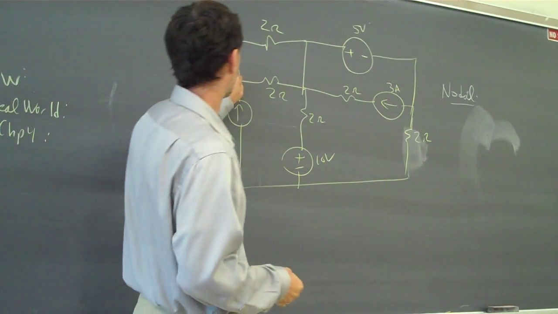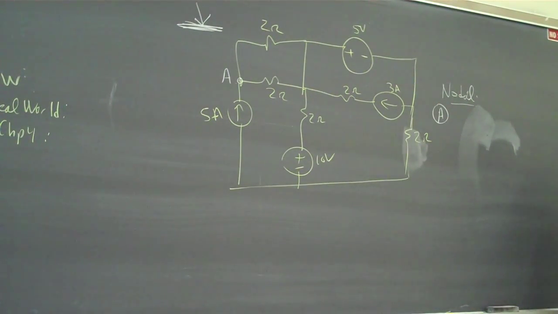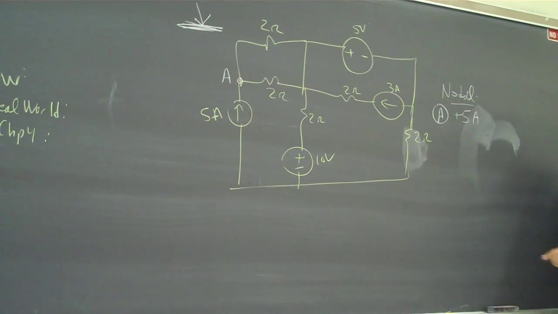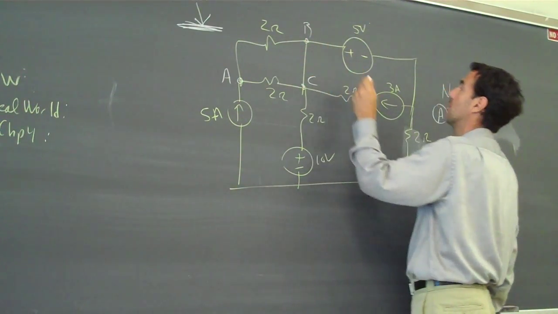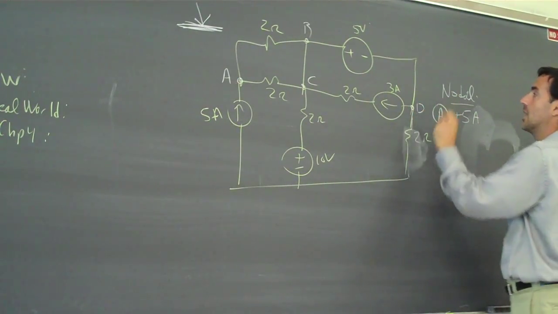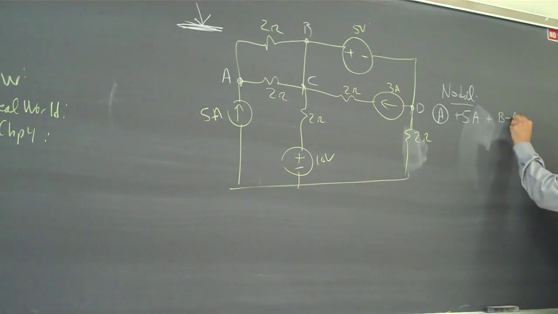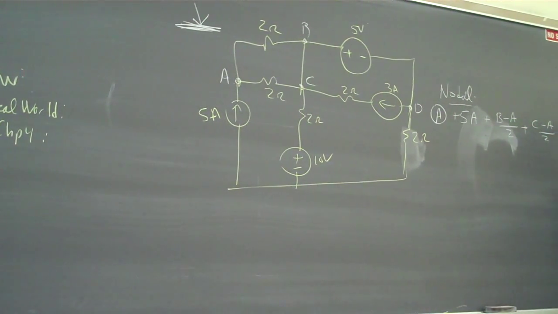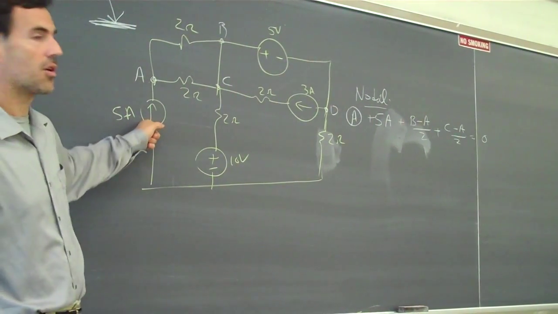For example, let's consider node A over here. Nodal analysis for node A would say that plus 5 amps going in. And if I call this voltage node B, node C, node D, so 5 amps going in plus (B minus A) over 2 plus (C minus A) over 2 equals 0. So for node A, the situation was fairly straightforward because that was a current source.